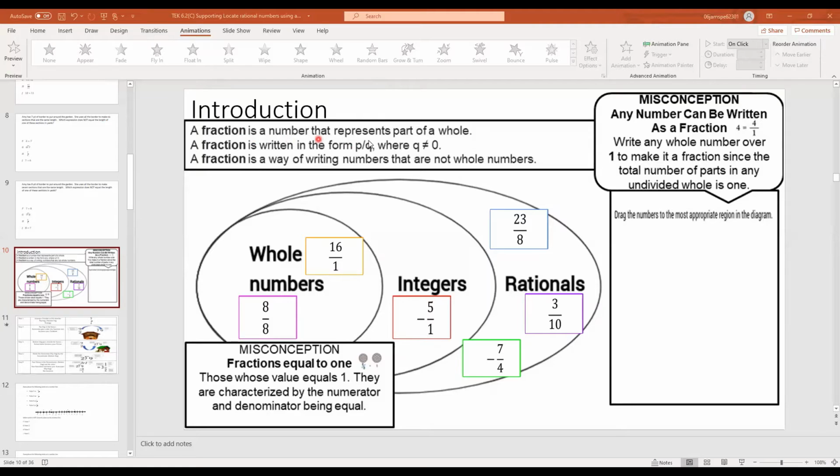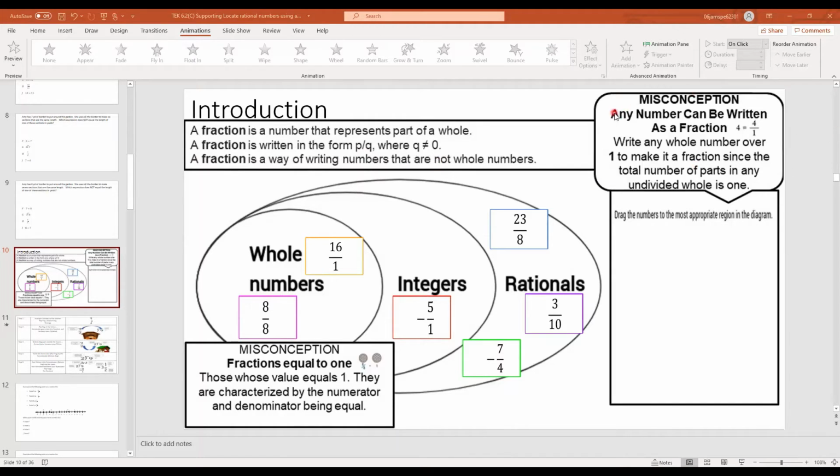A fraction is a number that represents part of a whole. A fraction is written in the form of P over Q, where Q is never equal to 0. A fraction is a way of writing a number that is not a whole number.